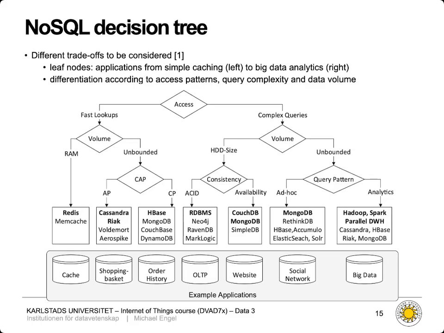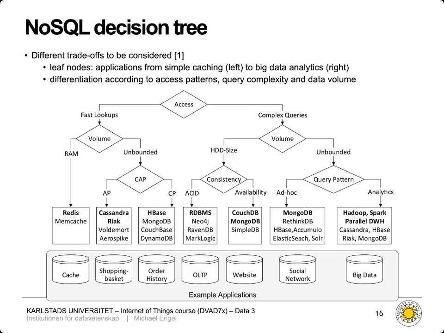So if we have essentially just small volume here, which fits into RAM, we can use a RAM database like Redis or Memcache. If we have an unbounded volume of data, so we need to go to external storage, we can check Cassandra or, on the other hand, non-distributed use cases like MongoDB, Couchbase, or DynamoDB.